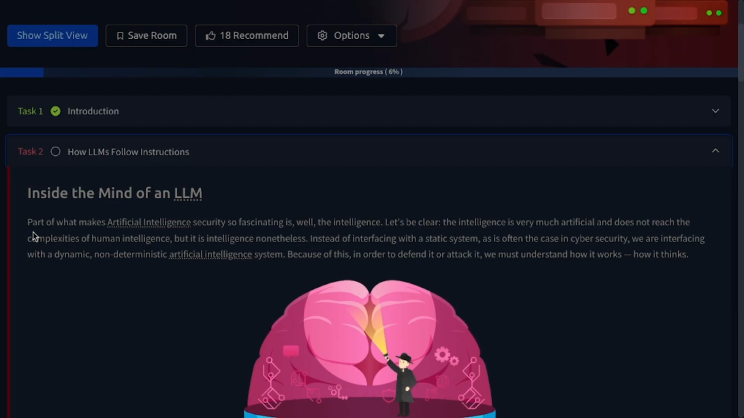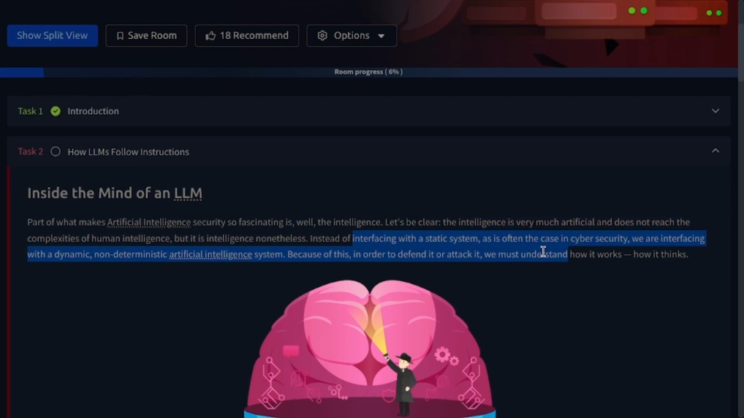Inside the mind of an LLM: part of what makes artificial intelligence security so fascinating is, well, the intelligence. There is this intelligence factor involved in machine learning and LLMs. The intelligence is very much artificial and does not reach the complexities of human intelligence. It's often quoted that artificial intelligence is developed by humans and cannot be compared to a human brain. So instead of interfacing with a static system, as is often the case in cybersecurity, we are interfacing with a dynamic and non-deterministic artificial intelligence system.